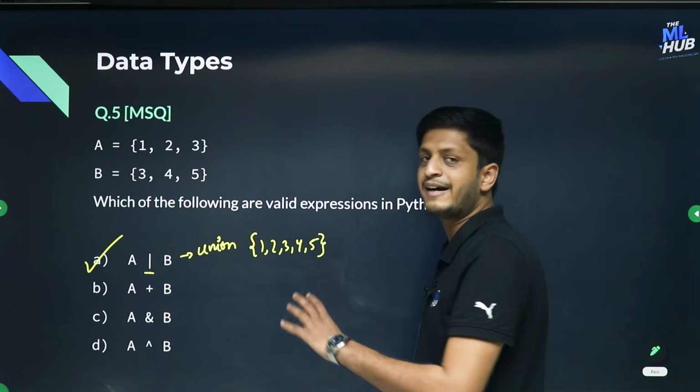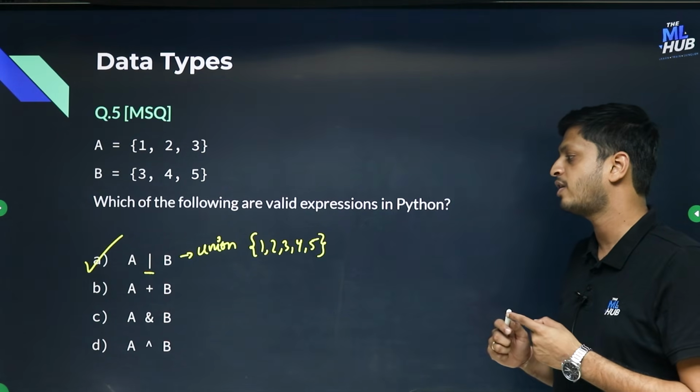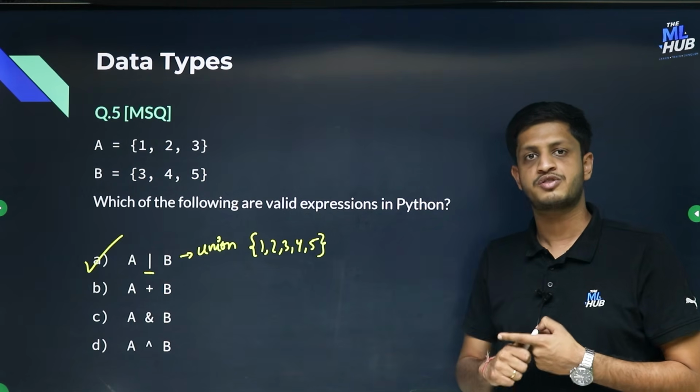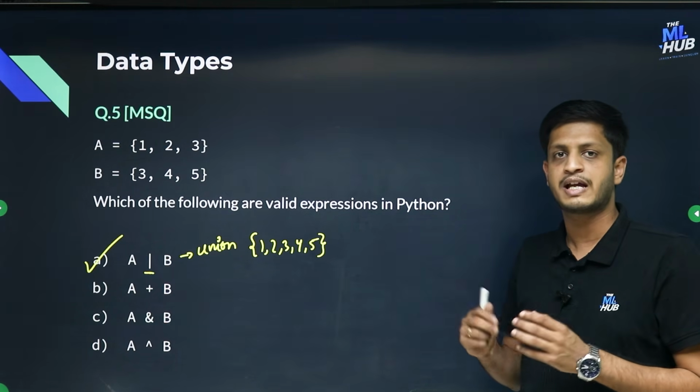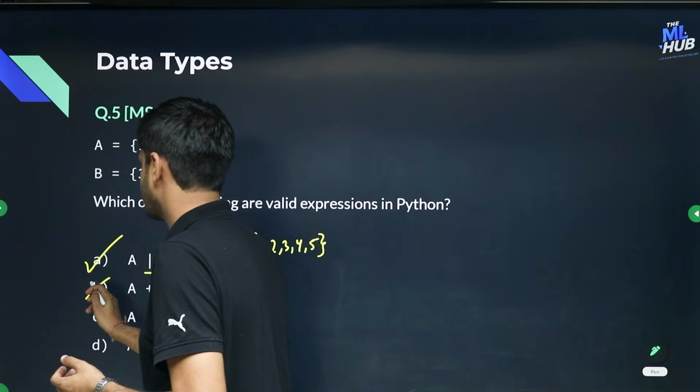We cannot add two sets. Addition operator is not allowed on sets. Addition operator is allowed whenever you can concatenate. So addition operator is allowed for list, tuple and strings, but not for sets because they cannot concatenate. There is no order. And hence B is incorrect.